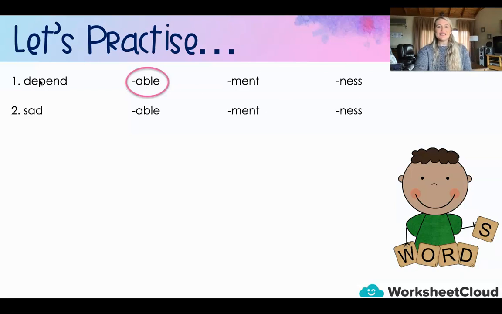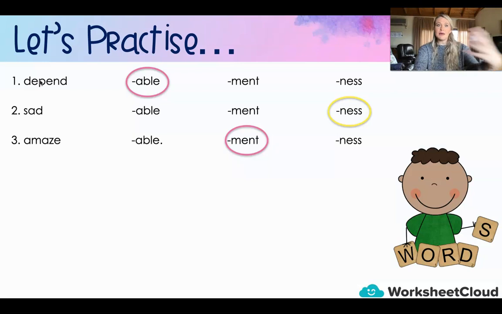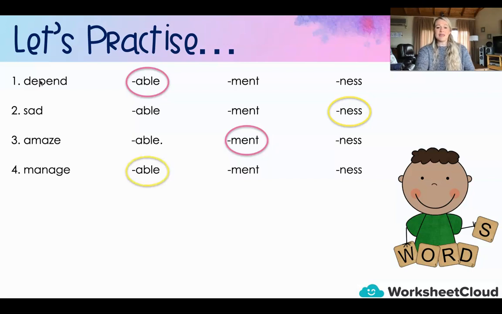Good. Number two, sad. Is it sadable, sadment, or sadness? Sadness. Good. Number three, amaze. What is the correct suffix for amaze? It is amazement. You are in amazement, is to be able to be amazed. Good. Number four, manage. Now there are two options here. Option one is manageable. It's to be able to be managed. Okay. And then we have management. Right. If we talk about management.